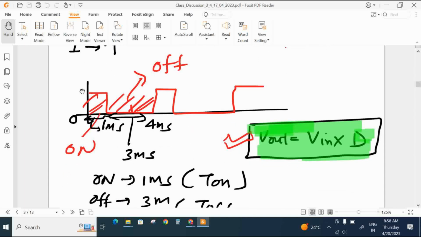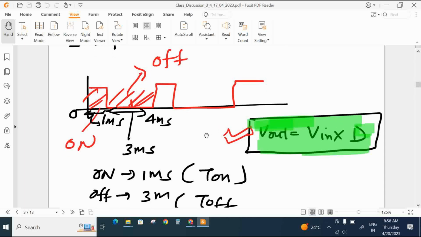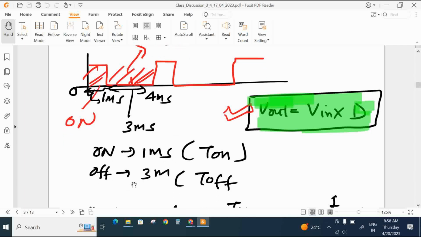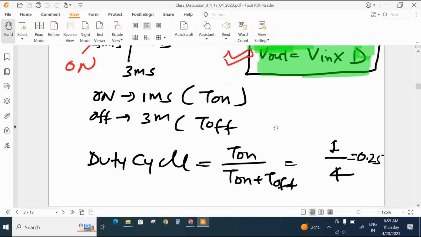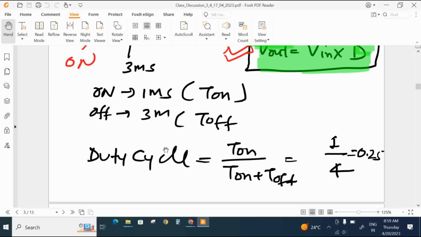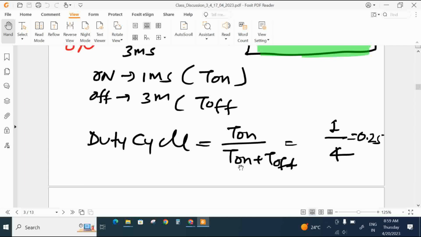Now see how you calculate your duty cycle or the time period. This is one complete waveform where the T on and T off cycles are happening. If the T on cycle is 1 millisecond and the T off is 3 milliseconds, then the total time period is 4 milliseconds. T on is 1 millisecond, T off is 3 milliseconds. If you want to calculate all these things, how can you calculate? The total time period is 4 milliseconds, you can calculate the frequency, and the duty cycle also, T on upon T on plus T off.